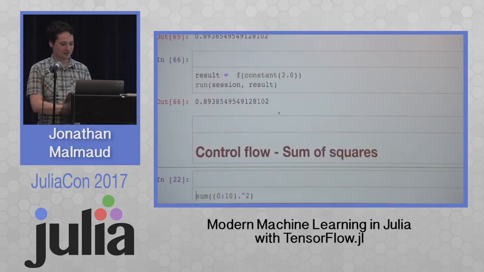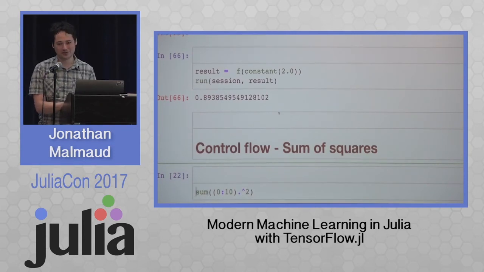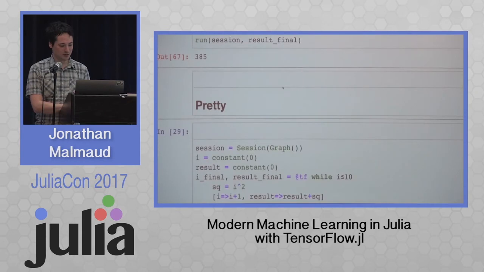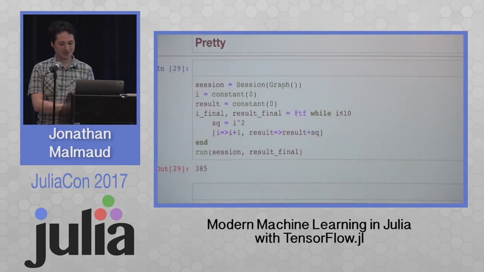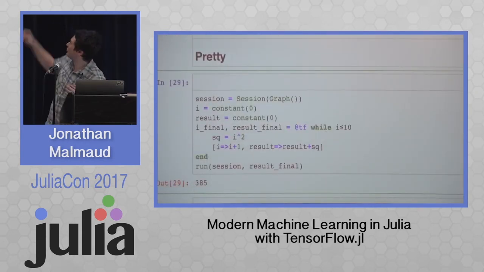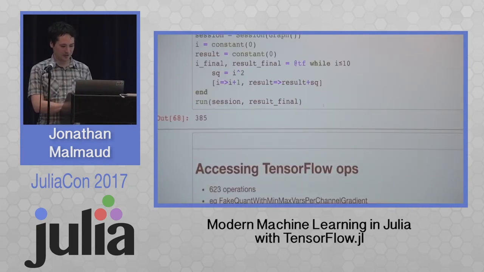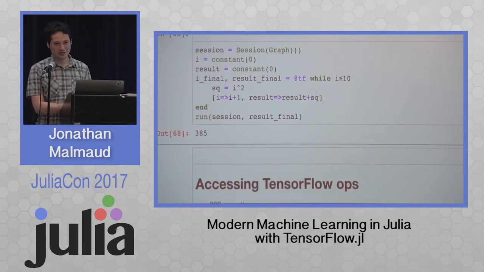So I want to take the sum of the first 10 integers squared. What can you do in Julia with Julia's macro system? What's this? A native Julia while loop. Here, all right, you got your very natural while loop. That just works. So you can actually have control flow in a static graph framework.